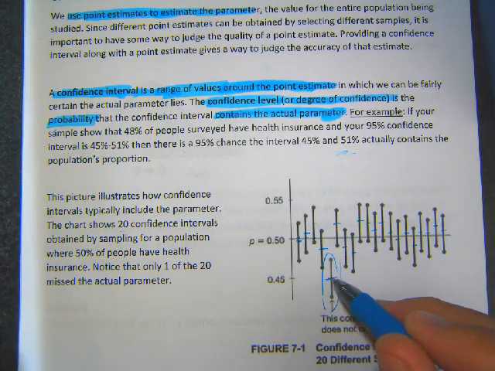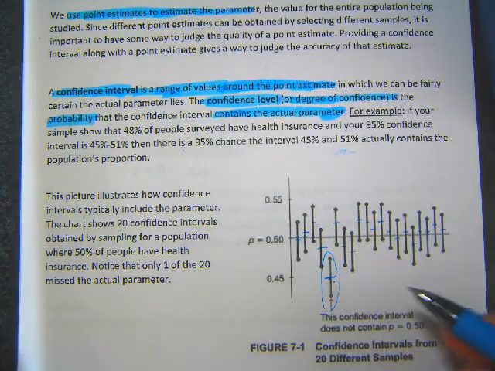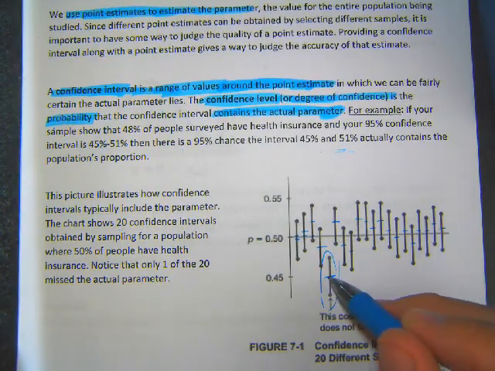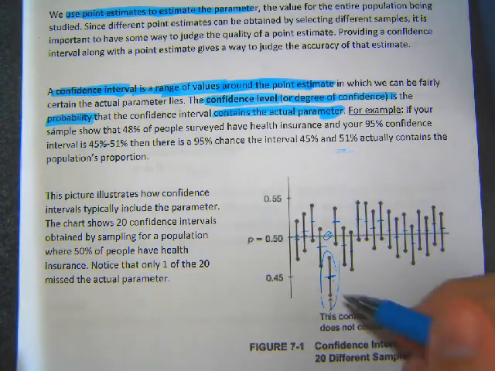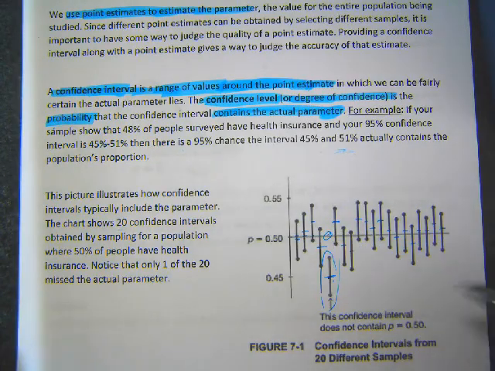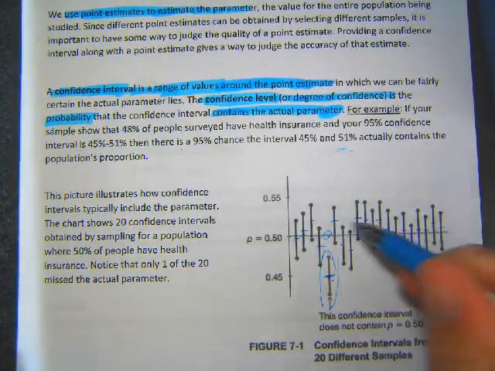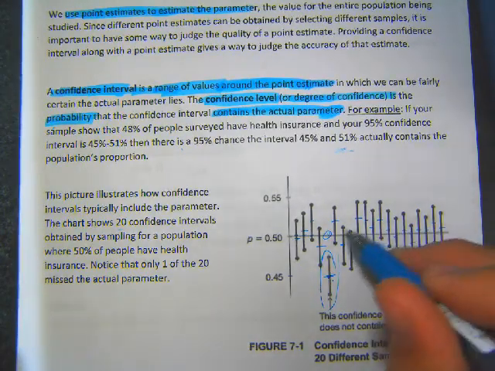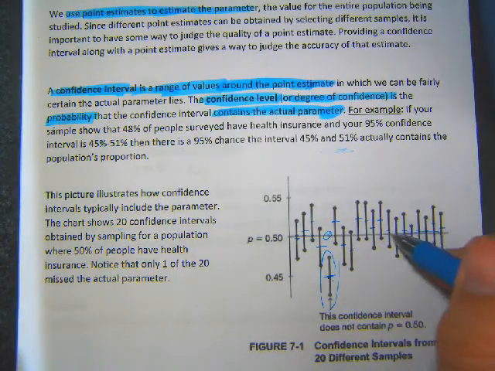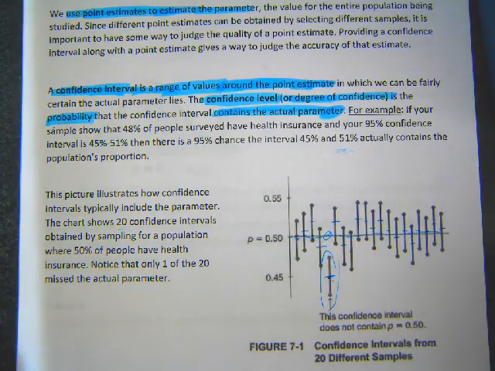This one, somehow they picked a bad sample, and it's by random chance, right? They didn't know they did it. They just picked a sample, and it happened to be a bad one. This one's so bad that the actual value is way up here, and this sample makes it look like the value should be below that. But 19 times out of 20, only one was bad, they got pretty close to the actual value of 50%. So the rest of them all contain that value.